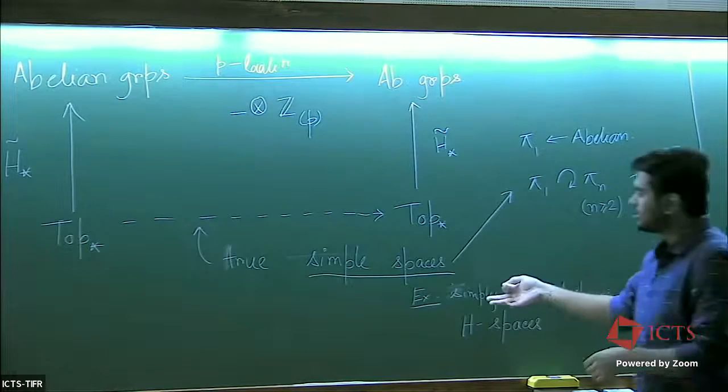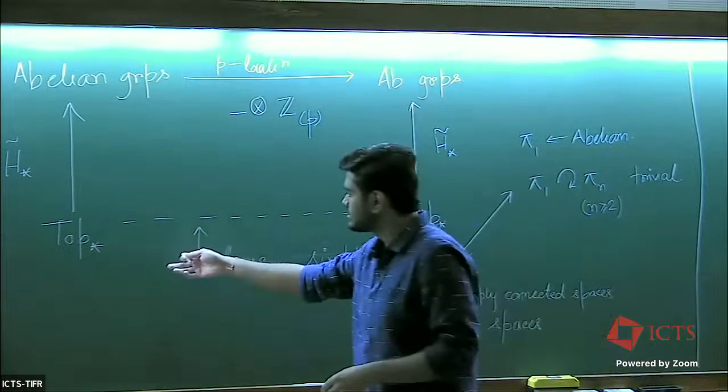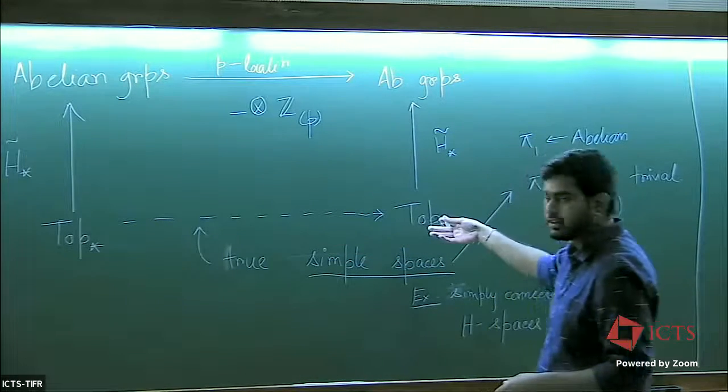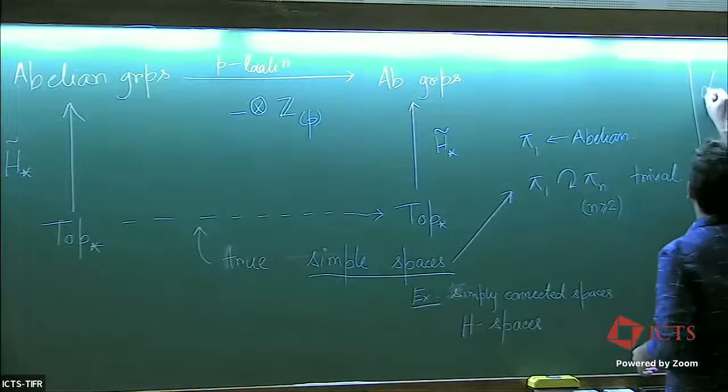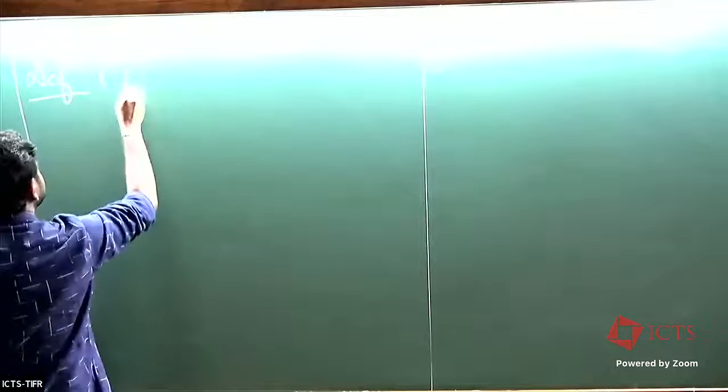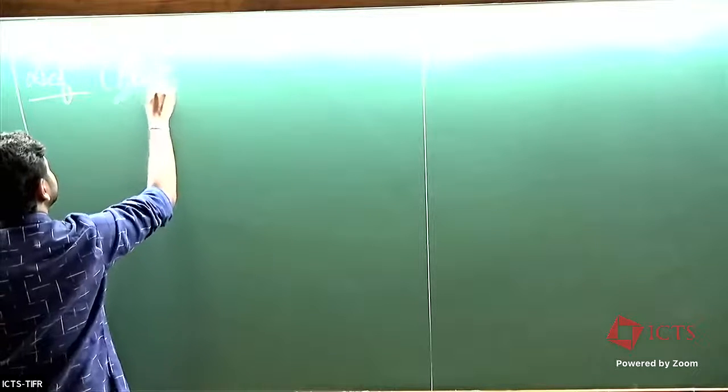So let's see how this works. The first thing to look at is where does the image of this functor lie? So that is our definition: local spaces.